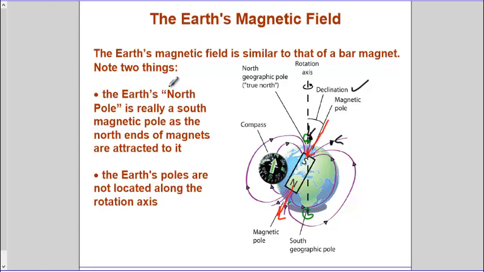The Earth is a magnet, acts like a bar magnet. The Earth's North Pole is actually a South Pole. The South Pole is a North Pole, magnetically speaking. And the Earth's poles are not located along the rotational axis. So the Earth will rotate around this dashed line, and the magnetic poles do not line up.